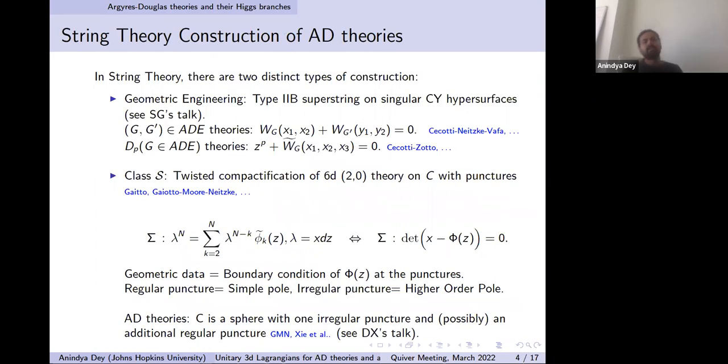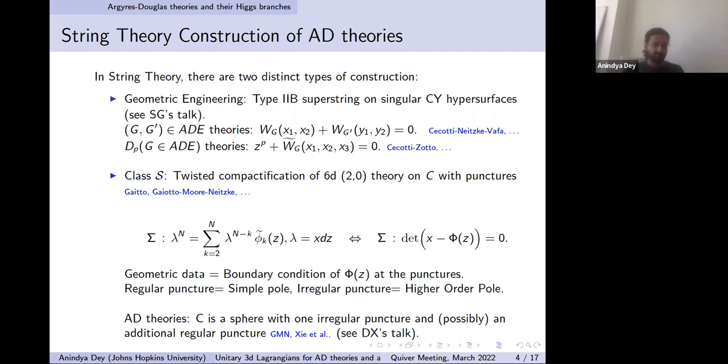So in string theory, there are two distinct types of construction of these Argyres-Douglas theories. One is the approach of geometric engineering, the type 2B superstring on a singular Calabi-Yau hypersurface. Simone Giacomelli gave a very detailed talk about this last week. For our case, there will be two classes of such theories that we will discuss later in this talk.